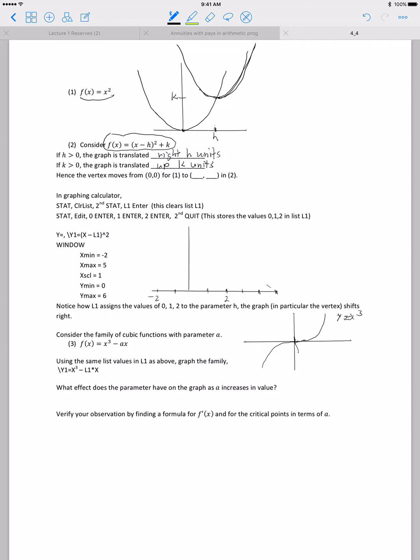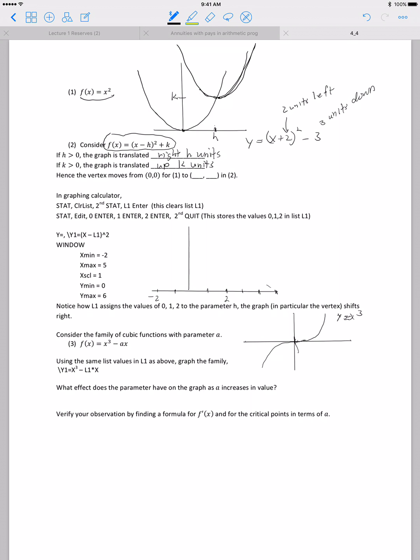Notice that in this particular example, if h were negative, say we had y equal to (x plus 2) squared minus 3. So in this case, both h and k are negative, and this would translate it 2 units left and 3 units down. So that's one use of including parameters in the expression for a function.